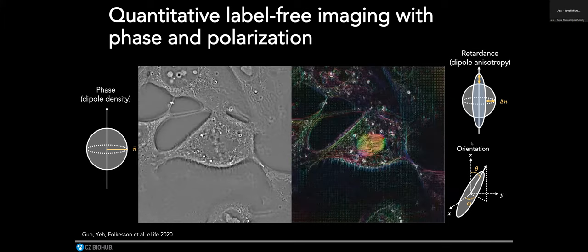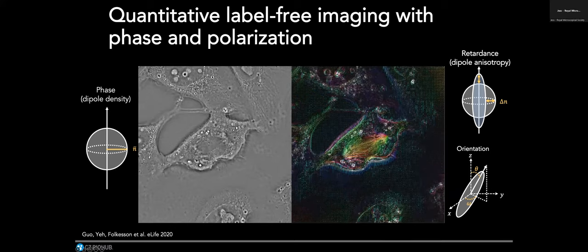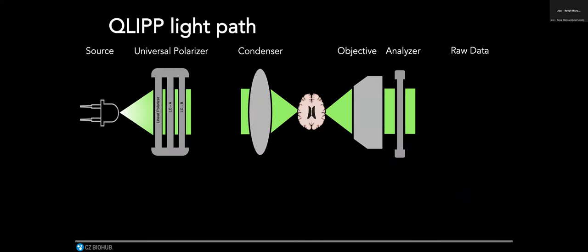How does this light path work? I'm just going to describe what the raw images look like and how the reconstruction works. The light path is very simple. It's a standard wide field microscope. We start with an LED source and that light is controlled. Its polarization is controlled through a device that's called a universal polarizer. It was developed about 25 years ago by my postdoc mentor, Rudolf Oldenburg.